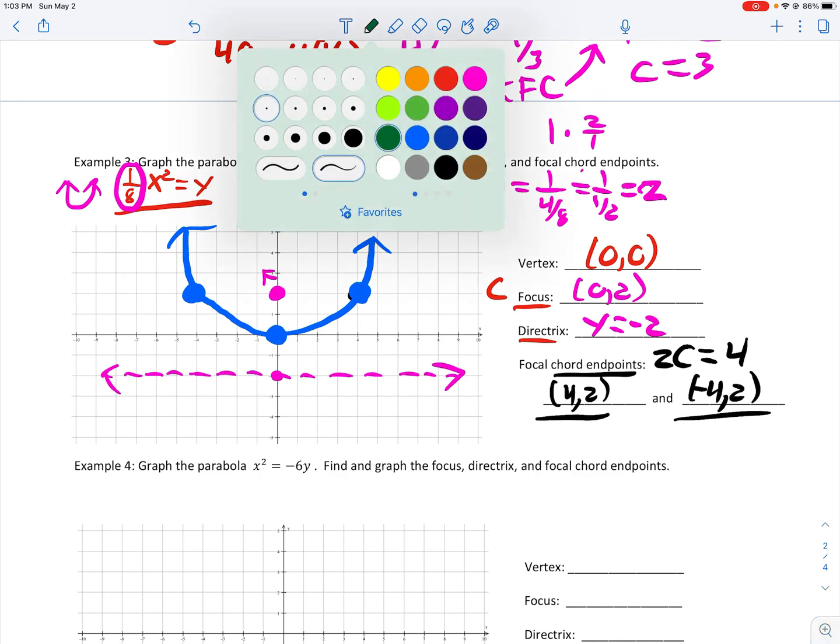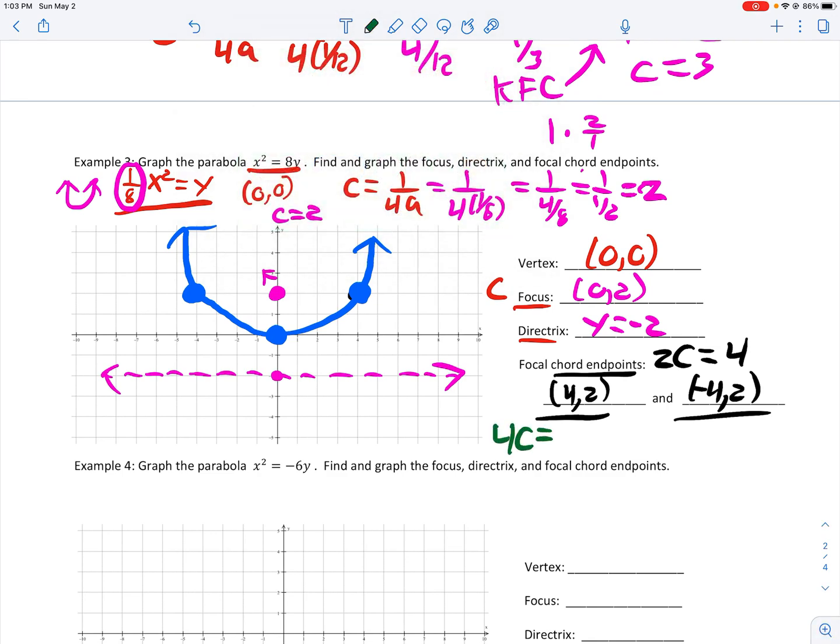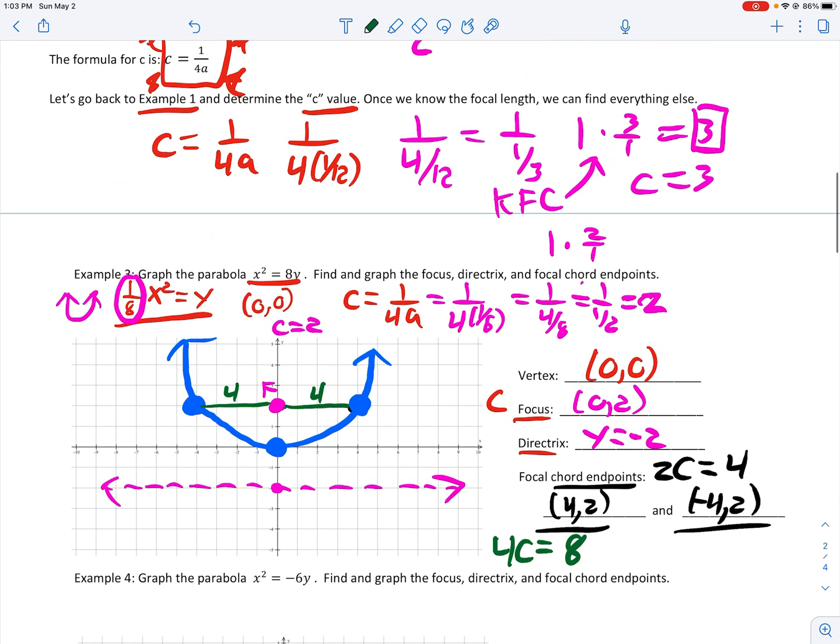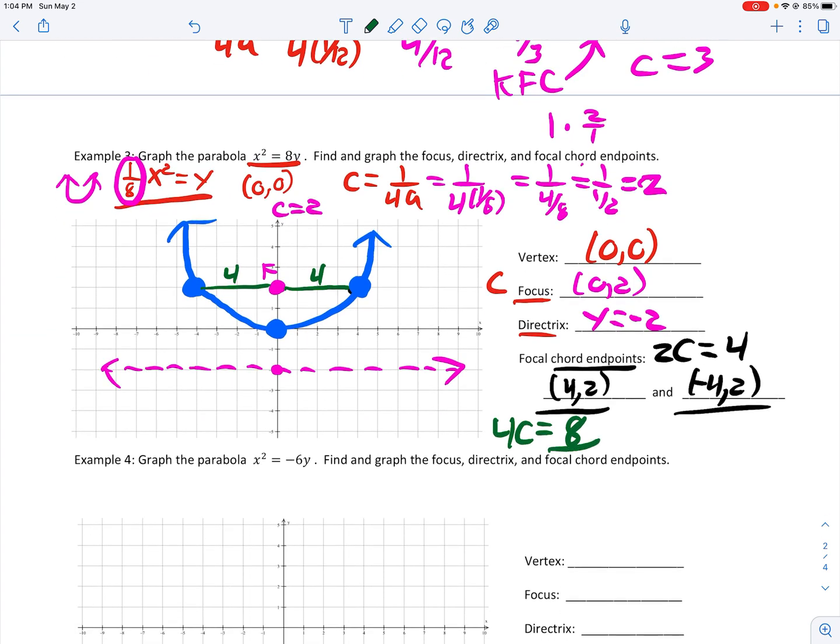Now some of you might be thinking, well, what about 4c? Where does that come into play? Well, 4c is 4 times as big as c. c is 2, so it would be 8. That's the distance from the blue dot to the blue dot, the length of that green chord. If this is 4 and that's 4, 4 plus 4 is 8. So these 2 green dots are 8 units apart. That's our focal width, our focal chord length. That's our 4c.